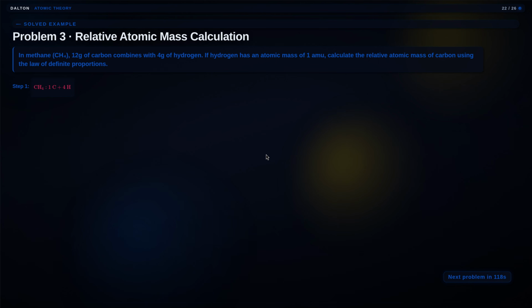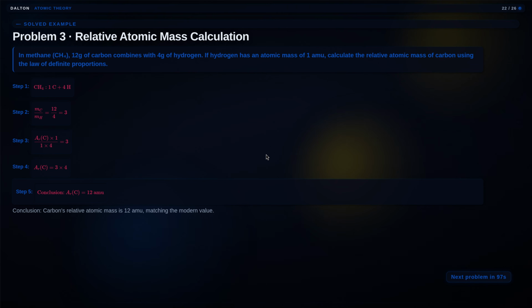Problem 3. Relative atomic mass calculation. In methane, CH4, 12 grams of carbon combines with 4 grams of hydrogen. If hydrogen has an atomic mass of 1, calculate the relative atomic mass of carbon using the law of definite proportions. Step 1. In CH4, the formula shows 1 carbon atom and 4 hydrogen atoms.